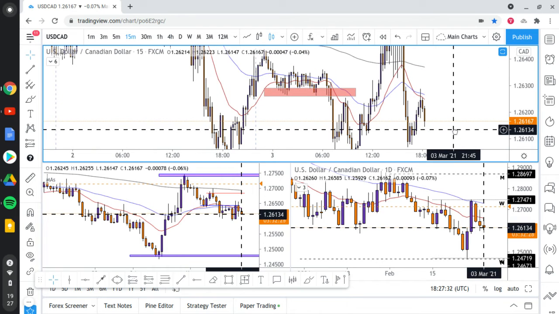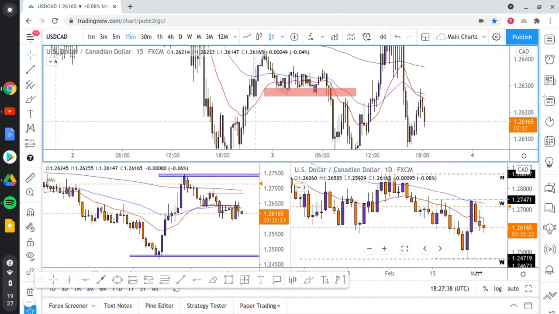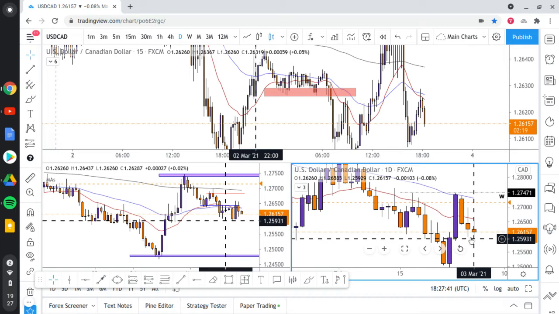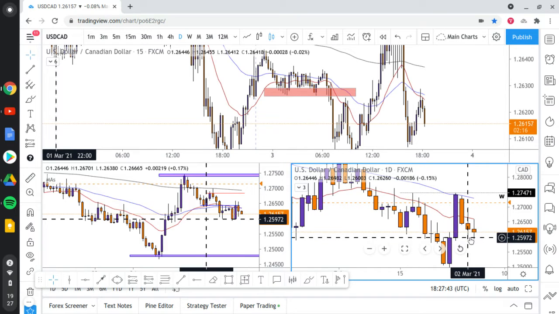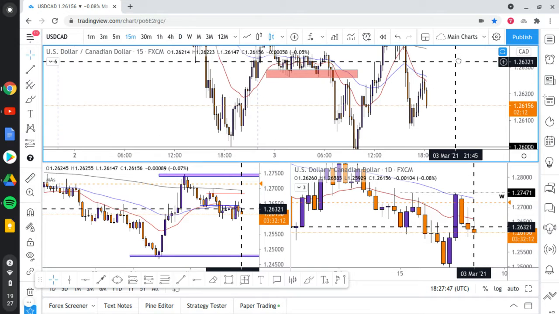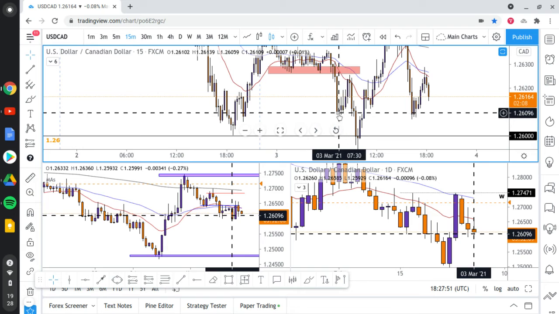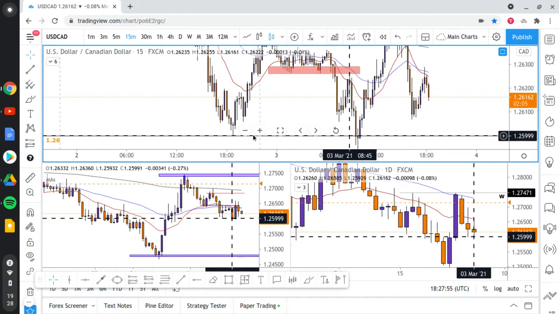So start with dollar CAD. That was the first trade I took this morning. Start on the higher time frames. Yesterday was bearish, but I'm aware that there could be buyers around the lows of yesterday. The first target was the origin of the pullback in the 15-minute for my trade, but then the main target was the lows of yesterday.